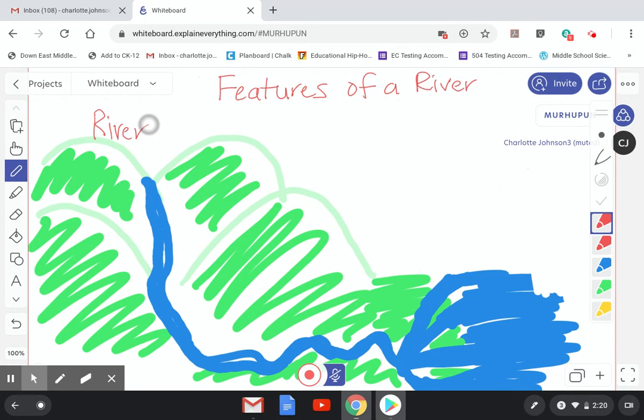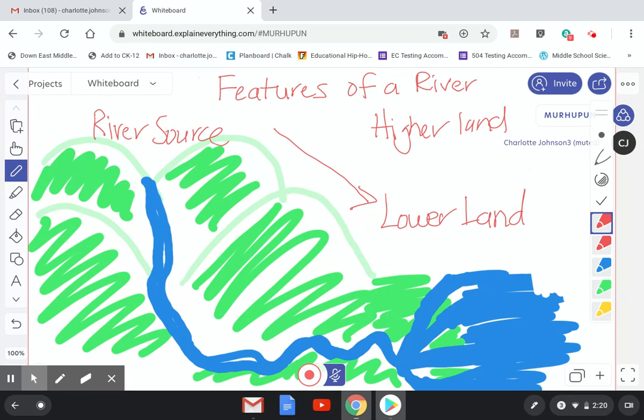And from there, that river source is going to travel downhill from higher land to lower land. So it's traveling due to gravity. The pull of gravity is going to go from a higher elevation to a lower elevation as it falls. And that river source, like I said originally, could be ice on mountain peaks. It could be a spring.